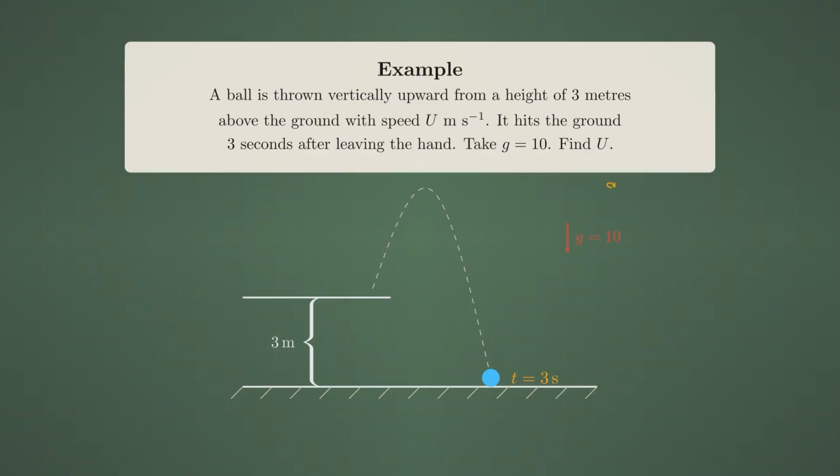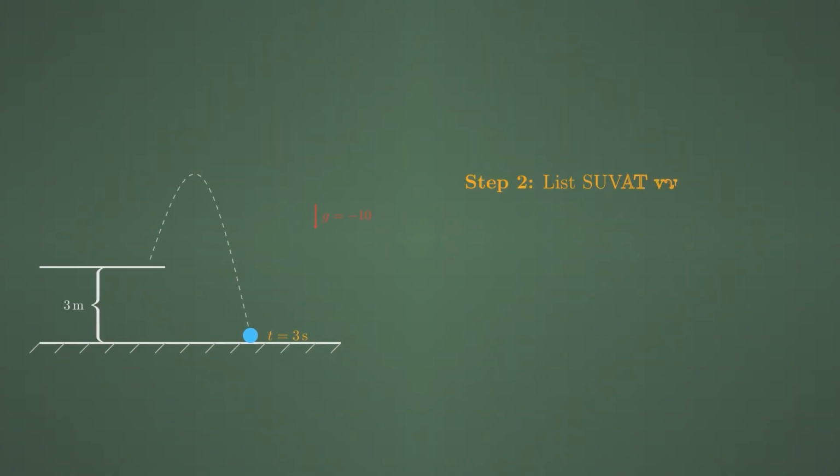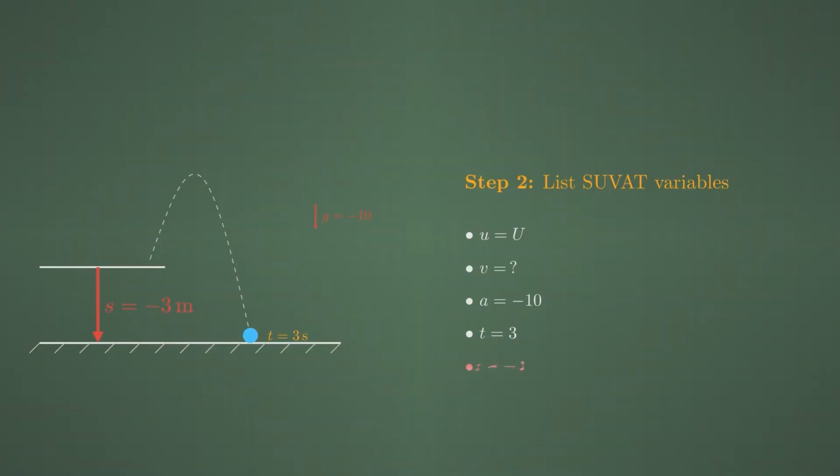So what I'm going to pick is g is equal to negative 10, because that just seems a lot more intuitive. Okay, so downwards is negative, upwards is positive. Step 2 is to list out the SUVAT variables. So for s, and this is an important point, s is going to equal minus 3, not plus 3, minus 3. Because think about it, it tells us that the ball hits the ground, okay?